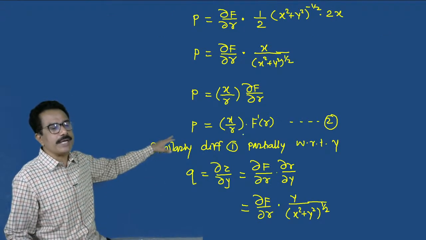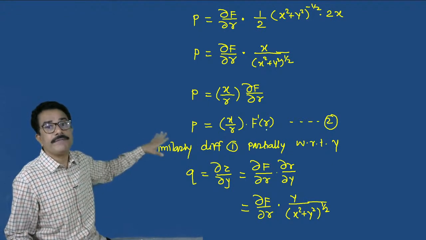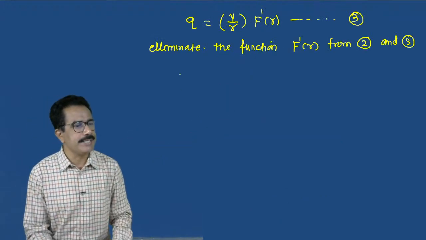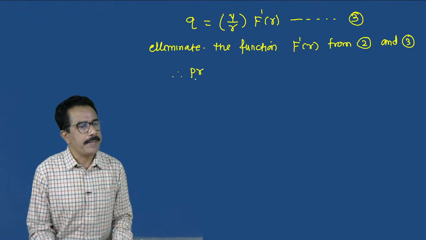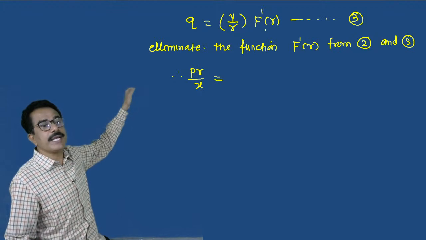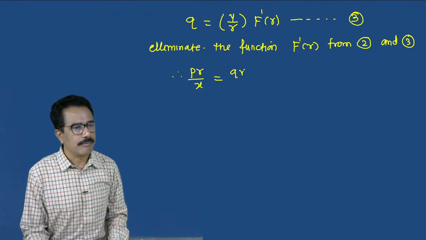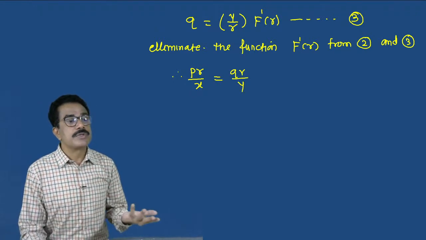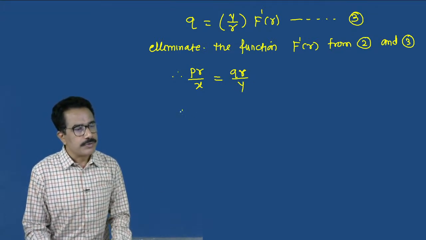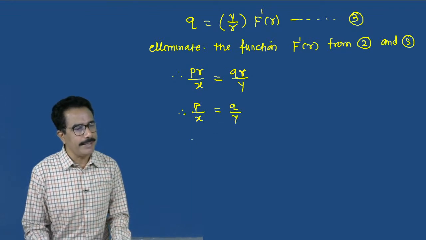The value of f dash of r is p r upon x. So we can write here p r upon x, which is equals to, from equation 3 we can write f dash of r means q r upon y. So we can remove this r also. So we can write p divided by x, which is equals to q divided by y.